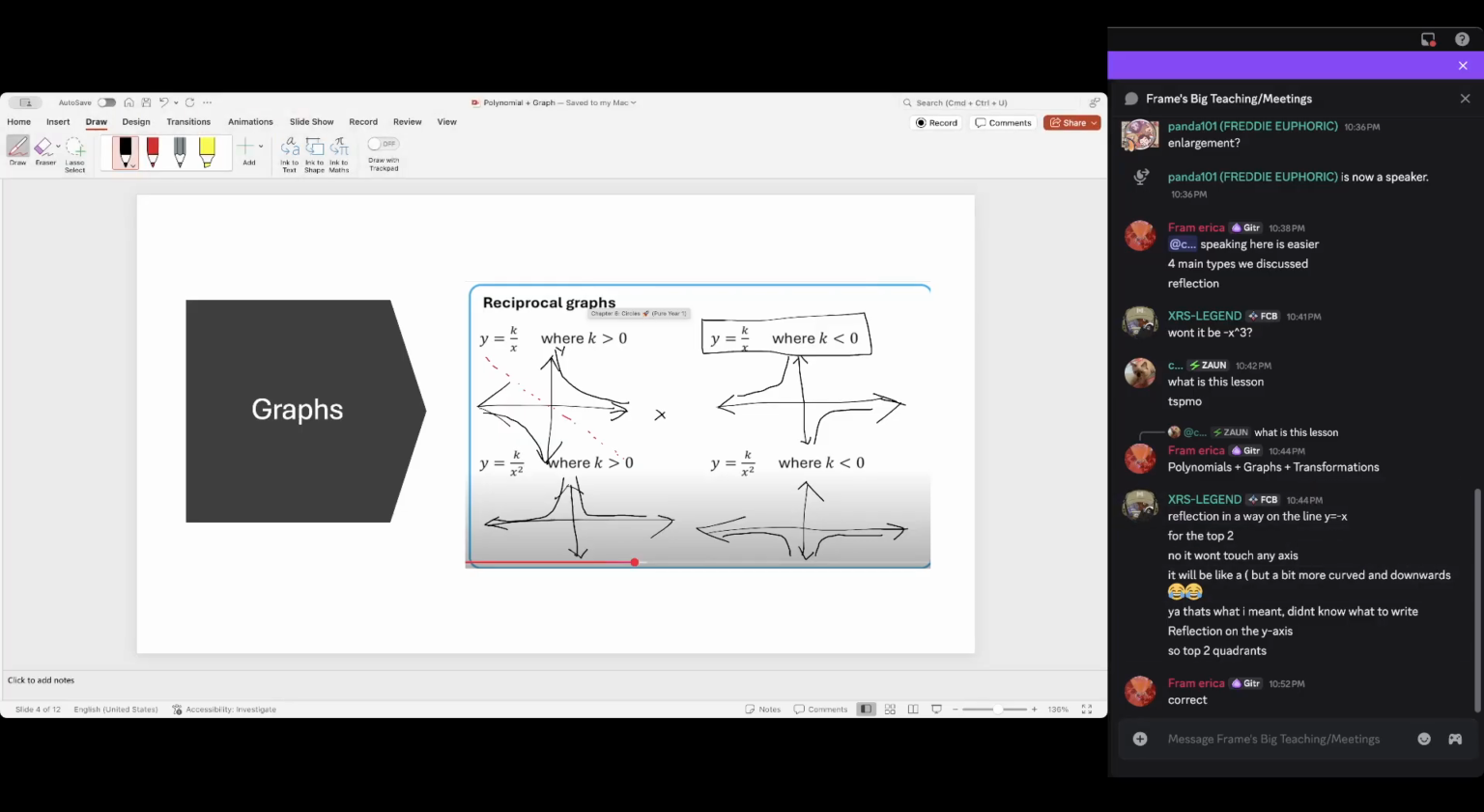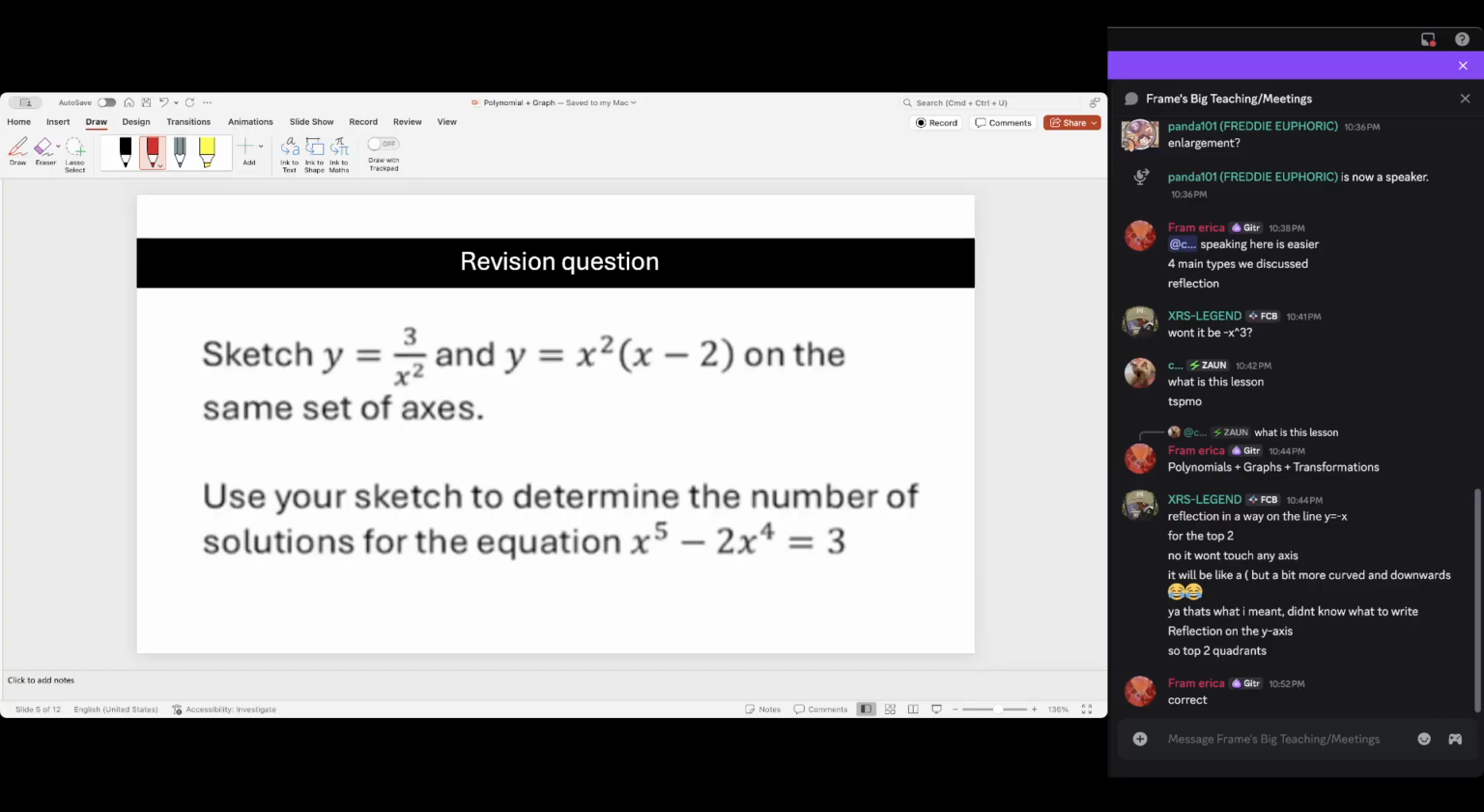And so you should be able to understand here, and here. I think you should get it now. We can see the reciprocal graphs and what we learned, asymptotes over the axes on this part and the line. Now here you have a revision question.